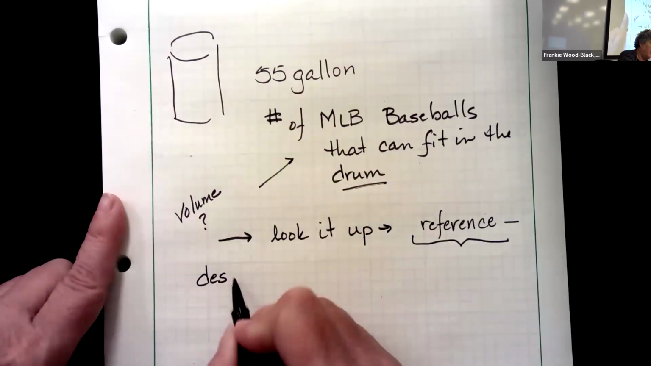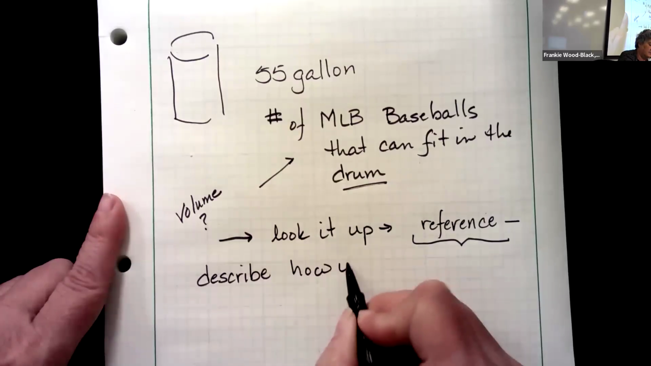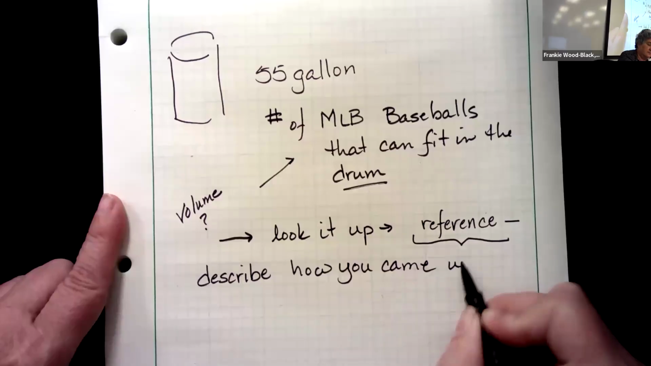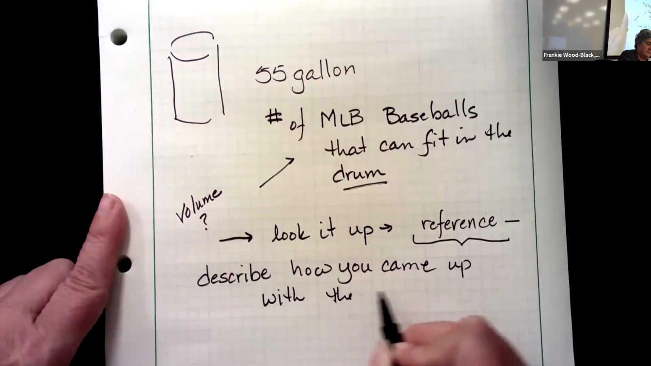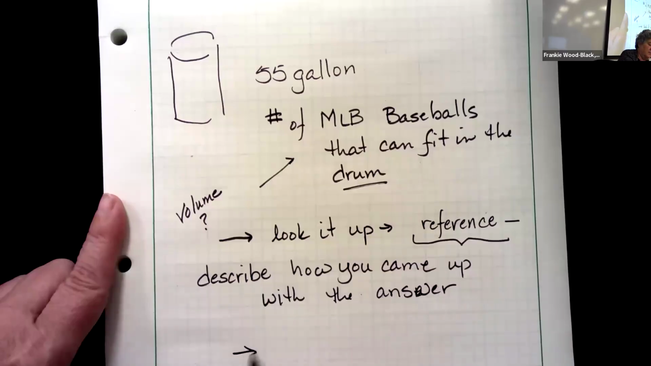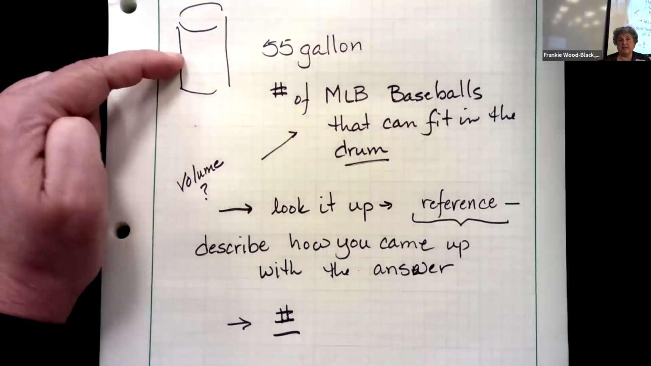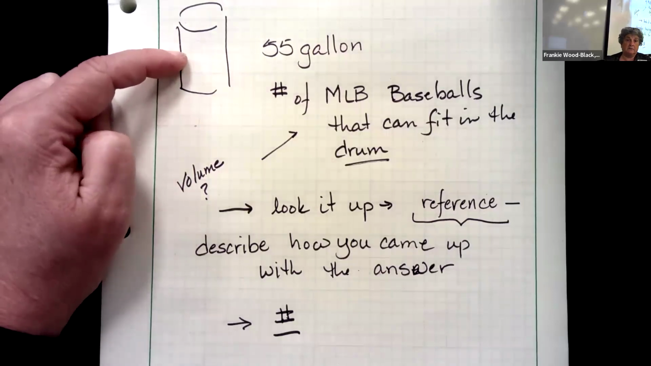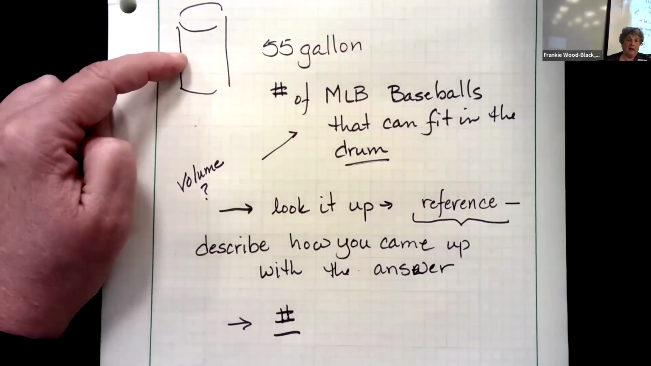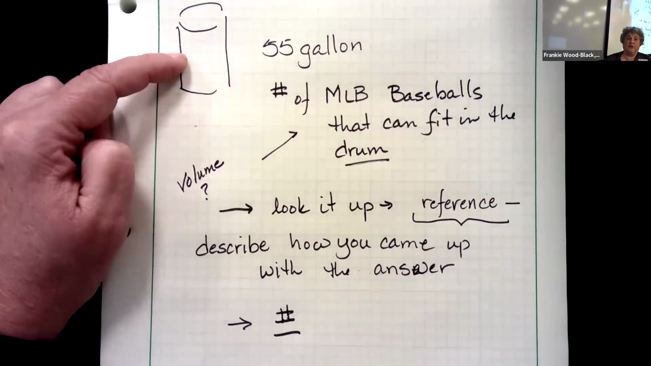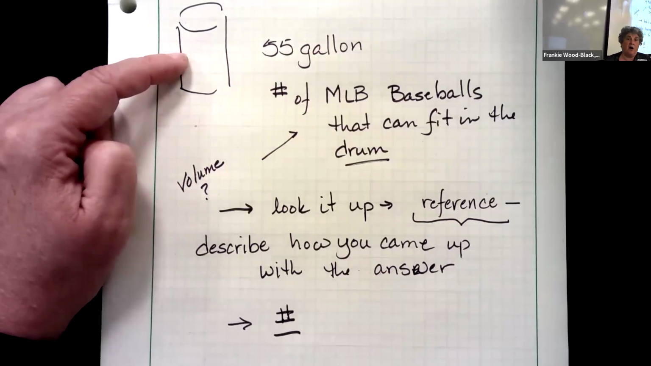Then you need to describe how you came up with the answer, and then you need to give me the number. Now, I am not grading on whether your number is correct. I will tell you what number I have for it, but I'm not going to grade on whether or not the number is correct. You may get marked off if your number is unreasonable. If you tell me there are only 5 baseballs in a 55-gallon drum, I'm going to question that. And if you tell me there are 10,000 baseballs in a 55-gallon drum, I'm going to question that because that's not a reasonable number. That's the only reason I would count off on the number.